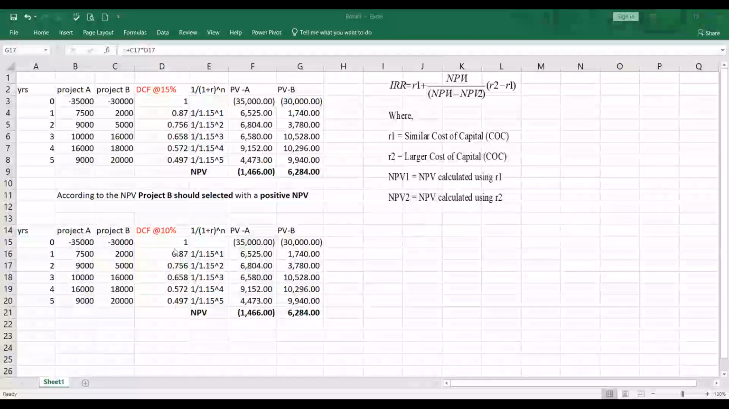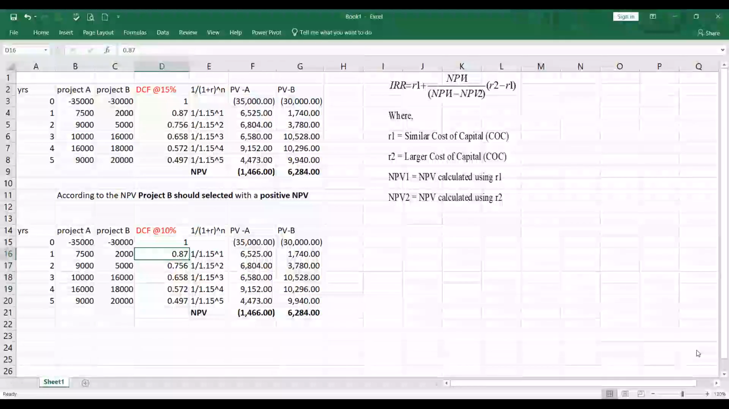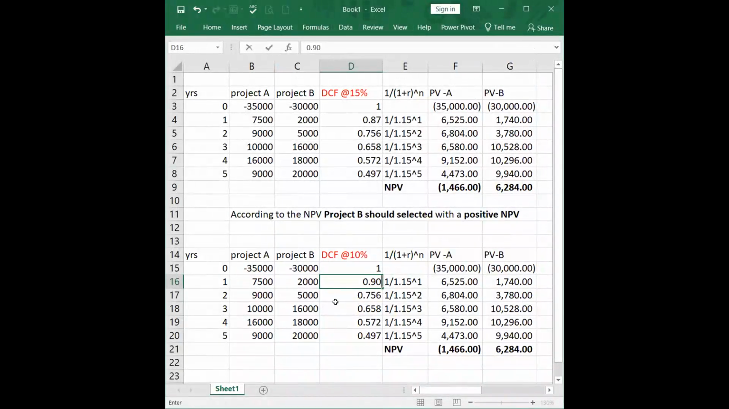For 10%, the rates are 0.909, then 0.826, 0.751, 0.683, final one 0.621. So this is at 10%.